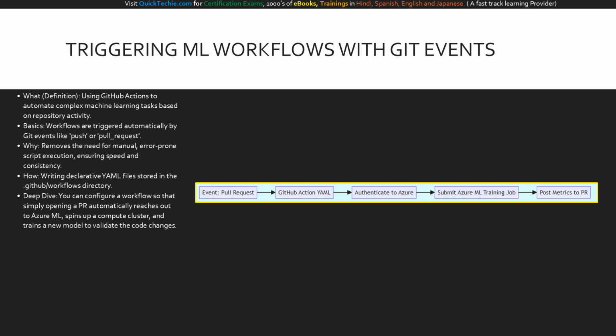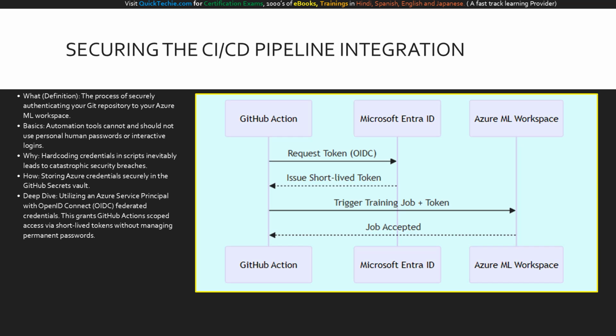Observe this automation flow. It all begins with a Git event, specifically a pull request. This event triggers our GitHub action YAML file. The workflow first authenticates securely to Azure, then submits an Azure ML training job. Once the job finishes, it gathers the performance metrics and posts them directly back into the pull request comments for the team to review.